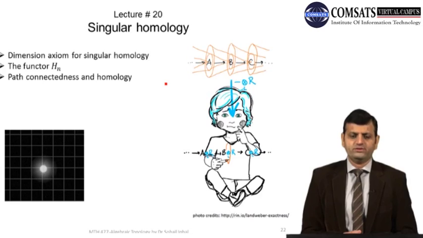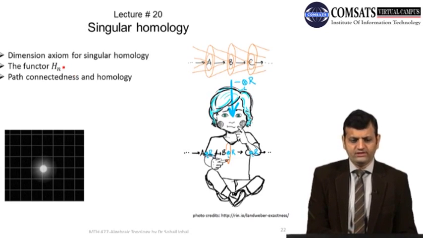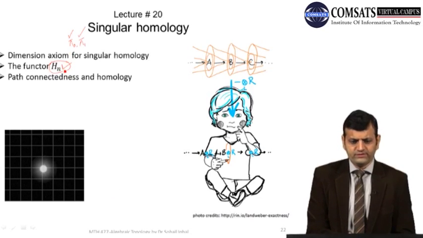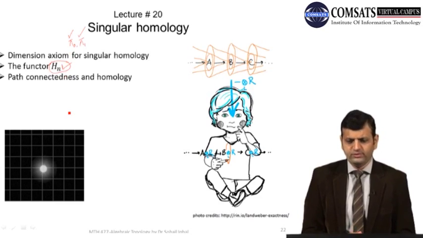Moving on to lecture number 20, we once again discussed the dimension axiom for singular homology, and then we discussed the functor Hn. This is an important functor. It is the third functor that we have encountered so far in this review. The first two were pi naught and pi 1. Pi 1 is the fundamental group, and pi naught just tells us how many path connected components there are. Hn is one of the most important functors, and it is going to be used for the rest of the course after lecture number 20.